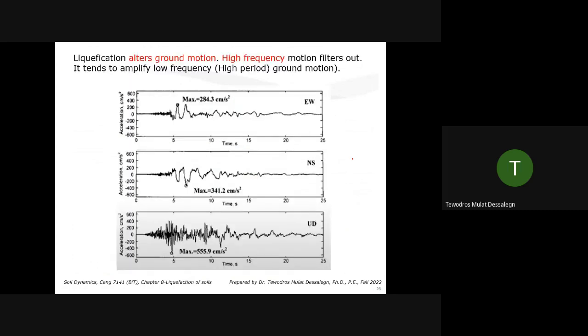So liquefaction alters ground motion. Now here is one observation. High frequency motion is filtered out. It tends to amplify low frequency, high period ground motion. So what happens is, let's say you have a ground, right? And let's say this is bedrock. Some seismic wave, let's say a shear wave, is propagating through.